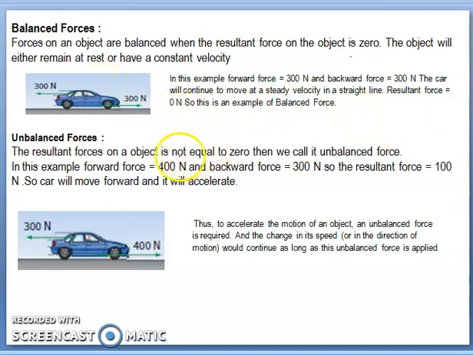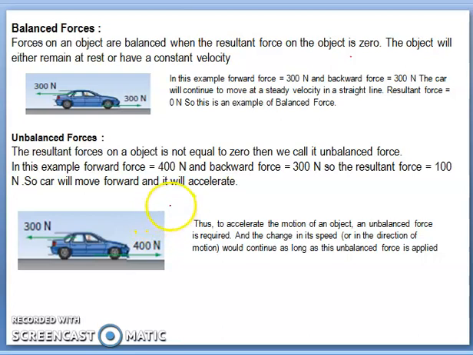Unbalanced force is like, if you see this example, the forward force acting is 400 Newton and the backward force is 300 Newton. In this case the resultant is 100 Newton, which is not equal to 0. That means this is an example of unbalanced force.